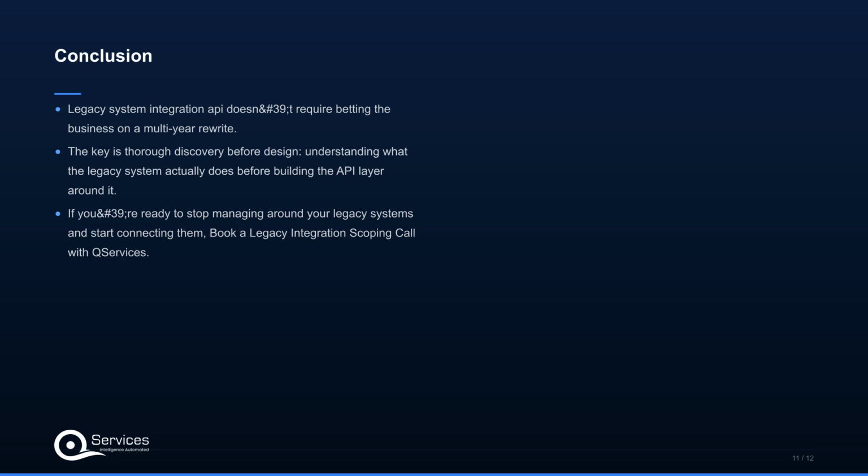The key is thorough discovery before design, understanding what the legacy system actually does before building the API layer around it. From there, Azure Cloud Migration Services, hybrid networking, and Power Platform tooling give you a modern integration stack that business users can work with immediately, while the legacy system continues to run exactly as it always has.